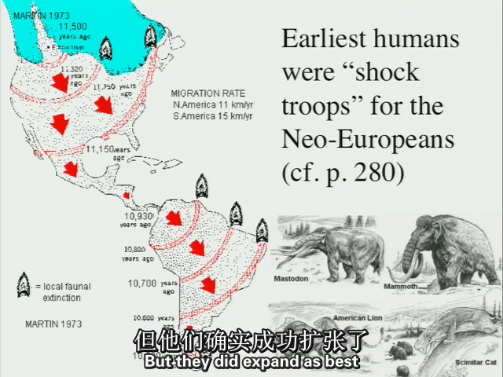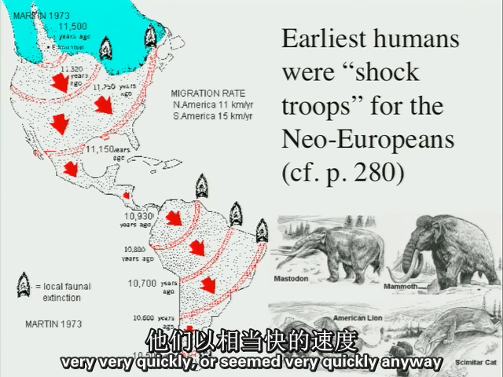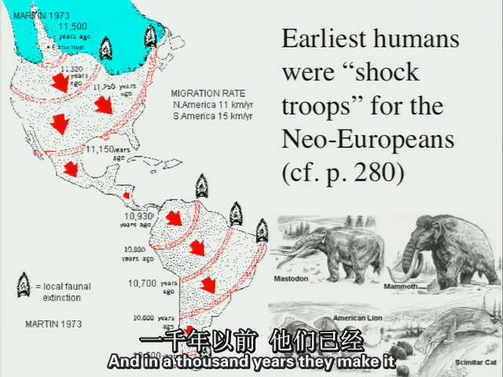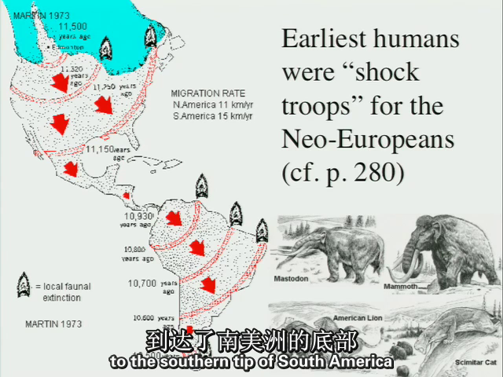But they did expand, as best we can understand it, very, very quickly, or it seems very quickly anyway, right? 11,500 years ago, they're up in northern Canada, and in 1,000 years, they make it to the southern tip of South America.